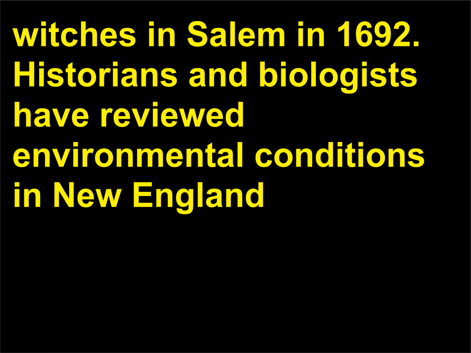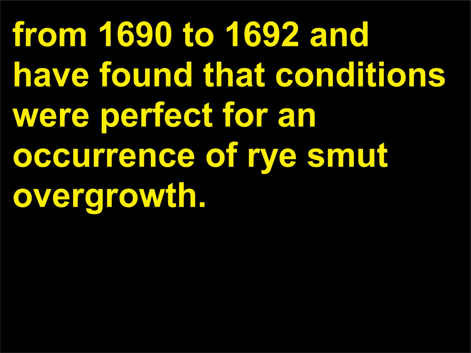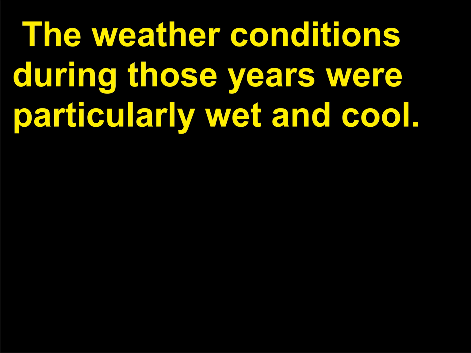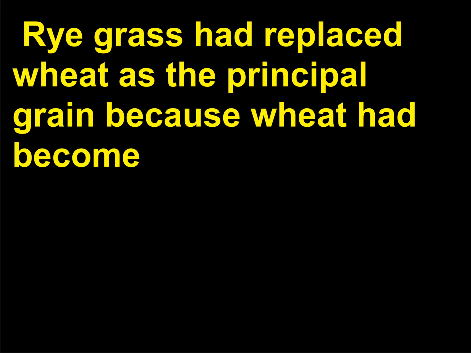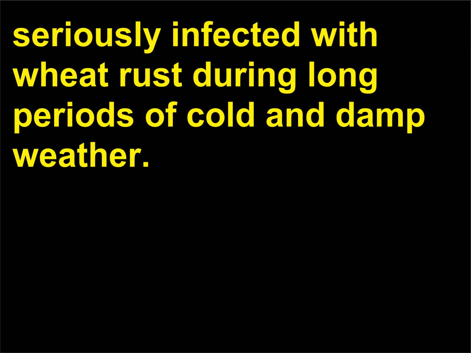Historians and biologists have reviewed environmental conditions in New England from 1690 to 1692 and have found that conditions were perfect for an occurrence of rye mold overgrowth. The weather conditions during those years were particularly wet and cool. Ryegrass had replaced wheat as the principal grain because wheat had become seriously infected with wheat rust during long periods of cold and damp weather.